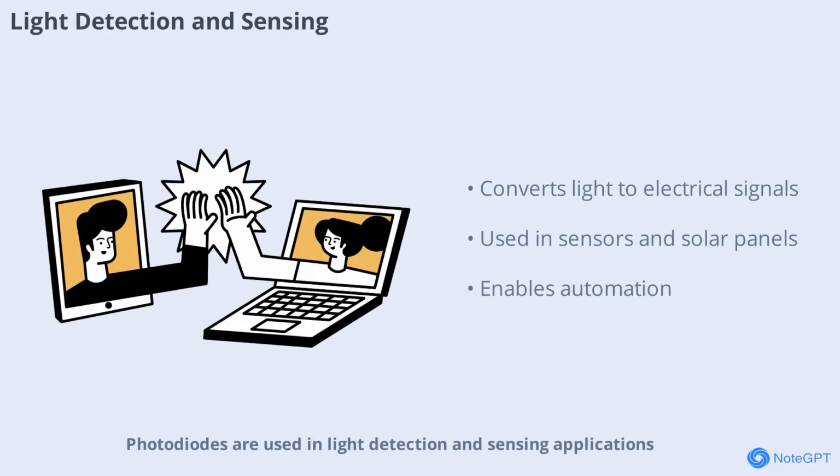Photodiodes are used in light detection and sensing applications. They are found in devices like smoke detectors, remote controls, and solar panels. By converting light into electrical signals, photodiodes enable a wide range of automated and energy harvesting technologies.